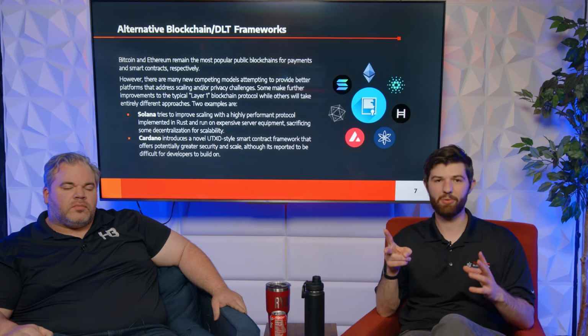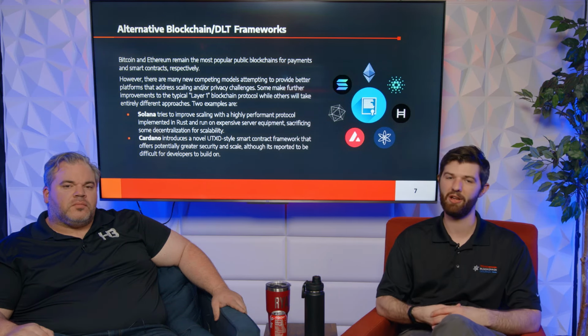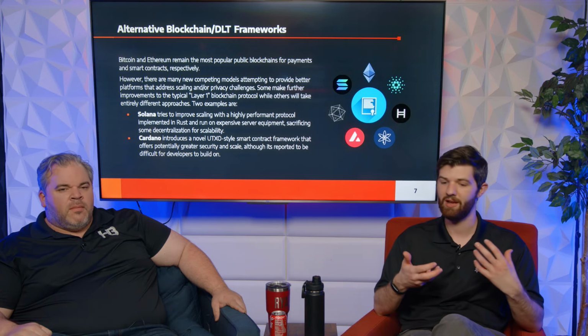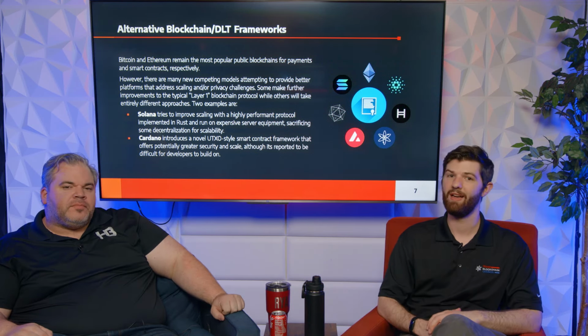So 2 examples. One is Solana, which is trying to improve scaling with a highly performant protocol implemented in Rust and run on really expensive server equipment. And by that I mean, usually a node for Bitcoin could run on a Raspberry Pi or something really small. And then a node for Ethereum is a little bit bigger, but it could still be run on a typical computer or laptop. Solana nodes are like 120 gigs, massive uptime, massive storage. Like they're running in a data center. You don't run that stuff at home unless you're really committed. So we're talking about a more centralized network, sacrificing some of that decentralization for scale.